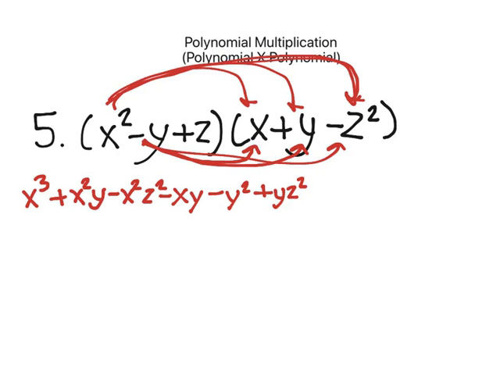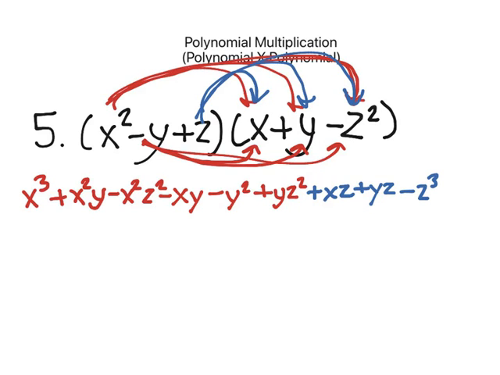All right, now let's distribute that z. I'm going to do it in a different color because this is getting crazy. Z times x is positive xz. Again, we usually write it in alphabetical order. And then z times y is positive yz. And then z times negative z squared is negative z cubed. I'm going to change those to red.